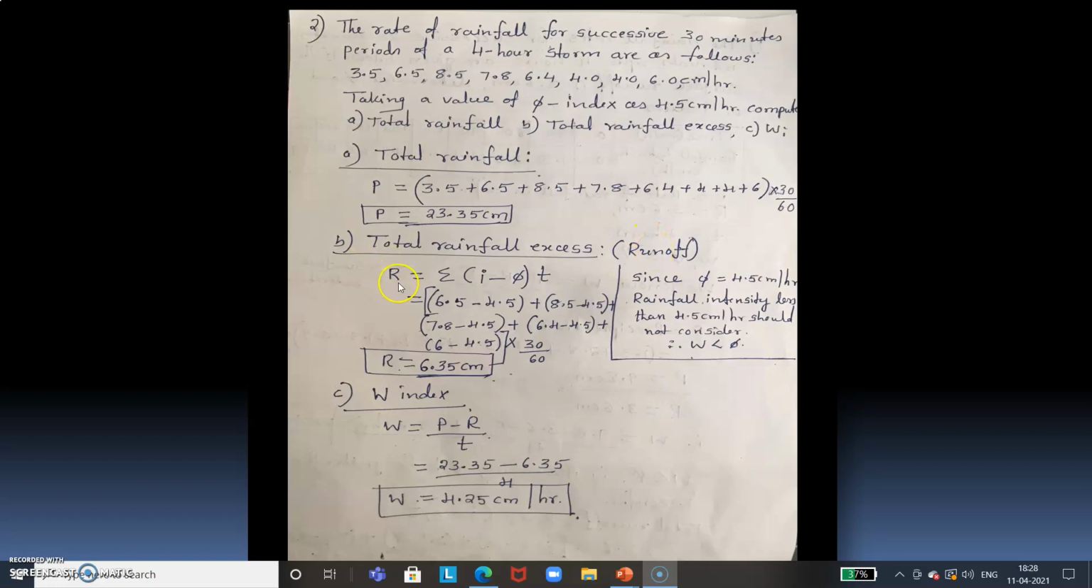So for runoff we have the formula summation of I minus phi into T. Now we have the phi value that is given here. Taking the value of phi index as 4.5 centimeter per hour, rainfall intensity less than 4.5 centimeter per hour should not be considered, because W is less than phi. So we have to consider the values greater than 4.5 centimeter per hour. Always W index is less than phi.